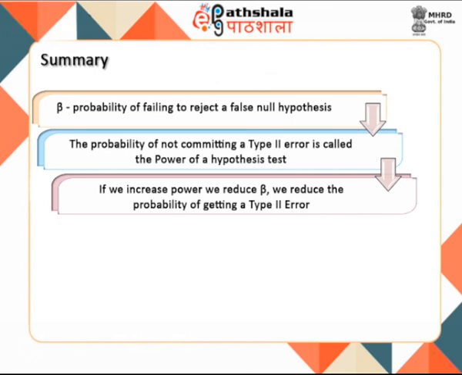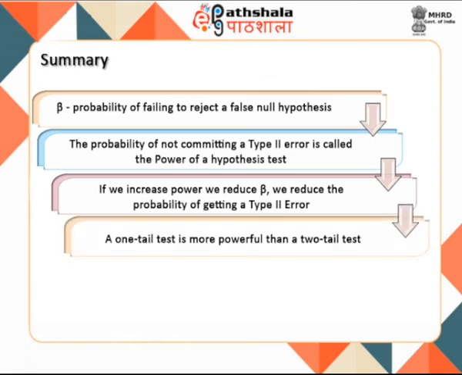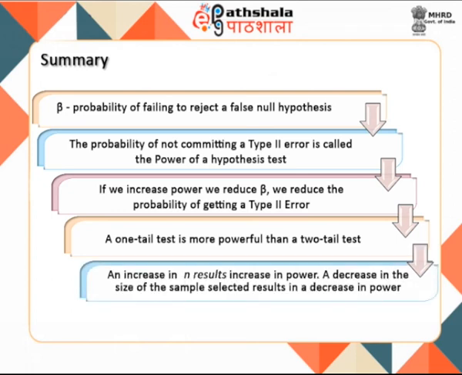If we increase power, we reduce beta. We reduce the probability of getting a type 2 error. A one-tailed test is more powerful than a two-tailed test and should be used whenever it is appropriate to specify the direction of the alternative hypothesis. An increase in the size of the sample n chosen results in an increase in power. A decrease in the size of the sample selected results in a decrease in power.